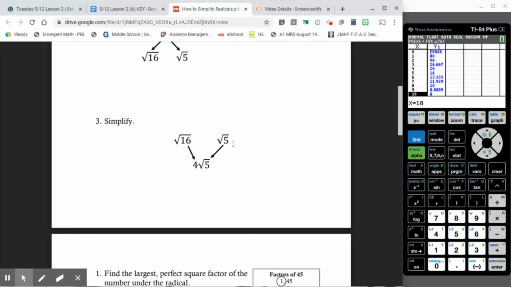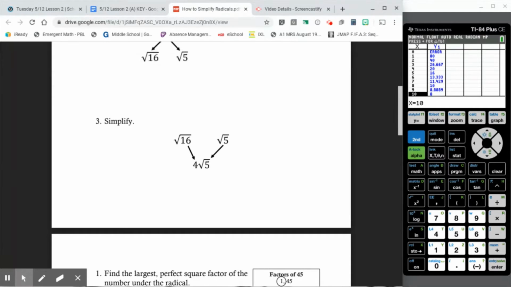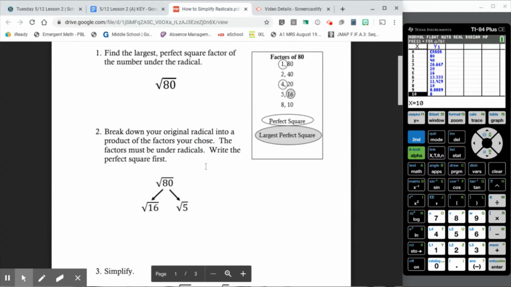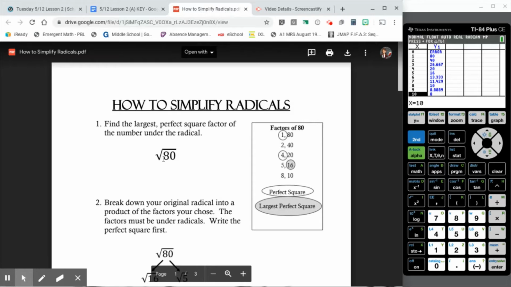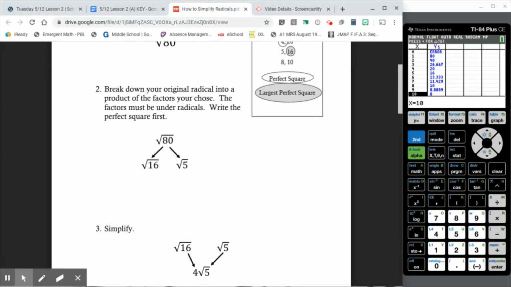Now, square root of 5, you can double check it in your calculator, but if it's an irrational number, you keep the square root of 5 there. So we write radical 5. My simplified version is 4 radical 5. So 4 radical 5 is equivalent to radical 80. It's just simplified, just like 5/10 is equivalent to 1/2, it's just simplified.